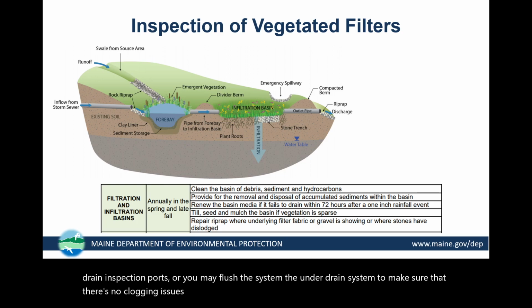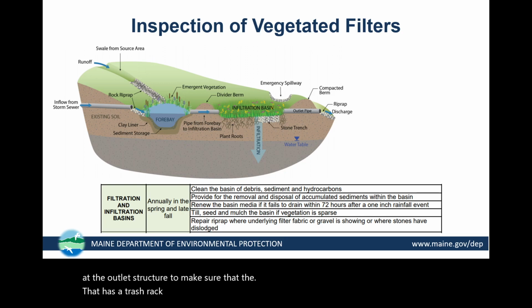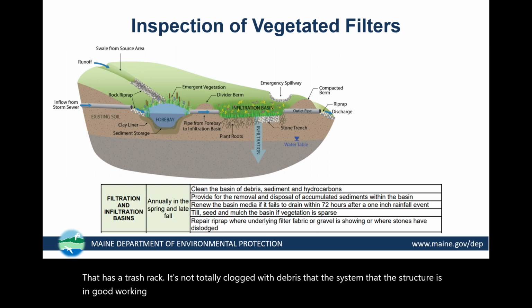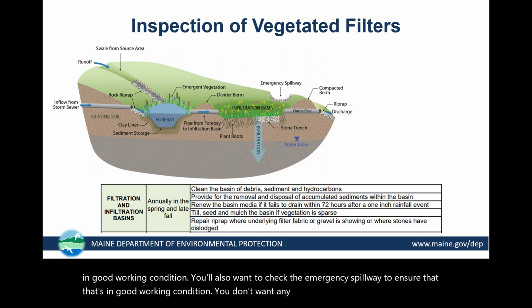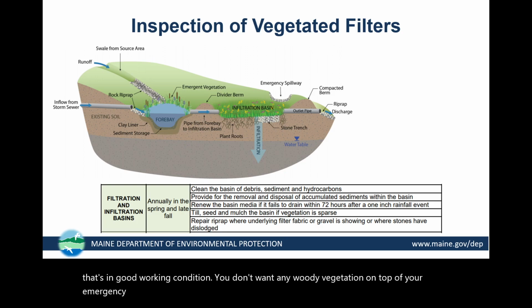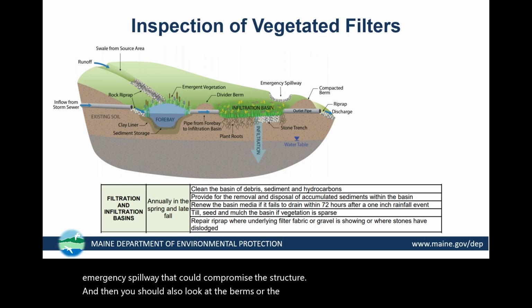If the system has an outlet structure, you're going to want to look at the outlet structure to make sure that if it has a trash rack, it's not totally clogged with debris. That the structure is in good working condition. You'll also want to check the emergency spillway to ensure that that's in good working condition. You don't want any woody vegetation on top of your emergency spillway that could compromise the structure. And then you should also look at the berms or the embankments of the system as a whole to make sure that they're structurally sound.